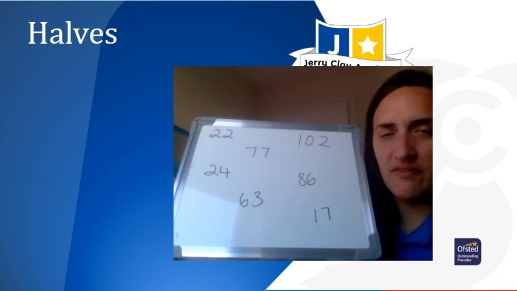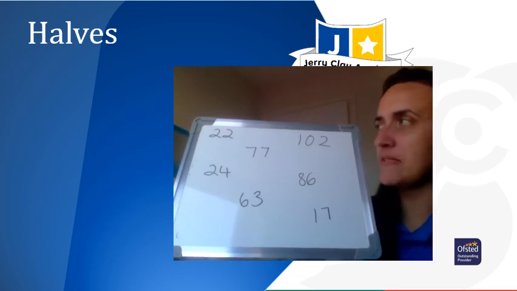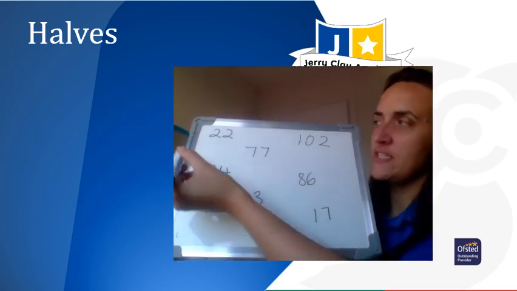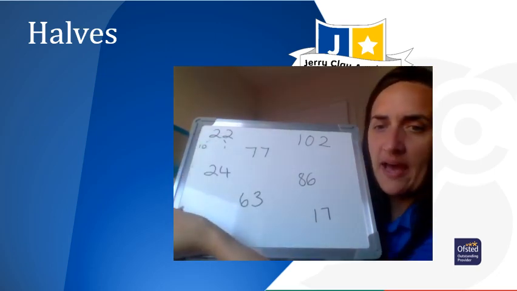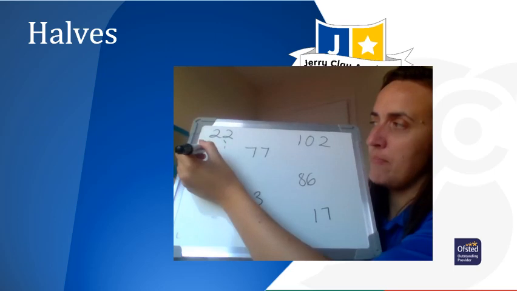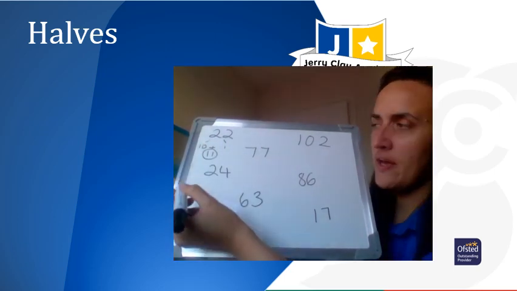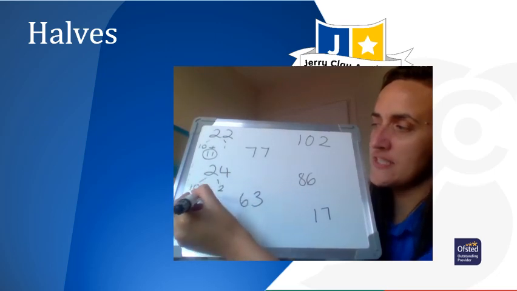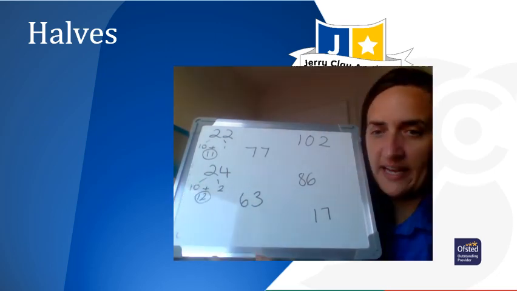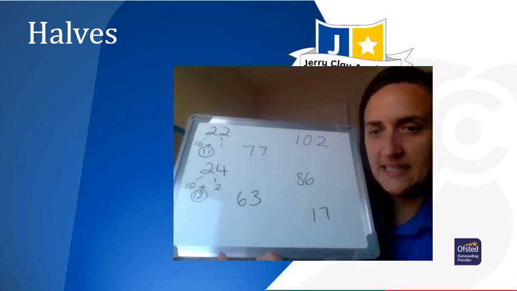So a nice quick way of doing it is to partition each amount and half each bit, then add them together. Half of 22, half of 20 is 10, half of 2 is 1, so half of 22 is 10 plus 1, which is 11. Half of 24 is, half of 20 is 10, half of 4 is 2, and add those together, half of 24 is 12. The even numbers are always easier to half.